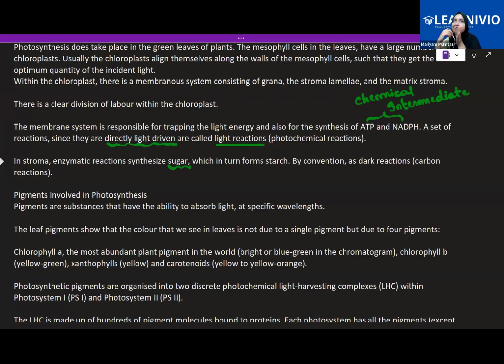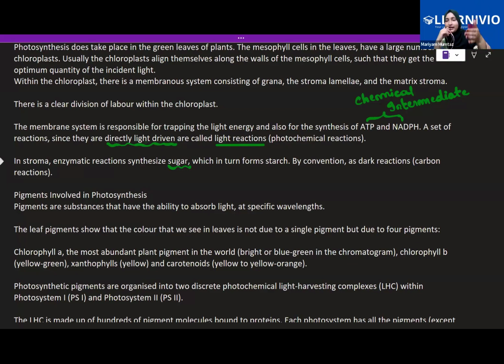But if you want to divide the photosynthesis for the ease of your understanding, just imagine that first the light will be captured, okay? And then the chemical intermediates will be synthesized, meaning the ATP and the NADPH will be synthesized, okay? And then in the second half of the reaction of photosynthesis, the sugar will be synthesized. Understood? Yeah, mom.